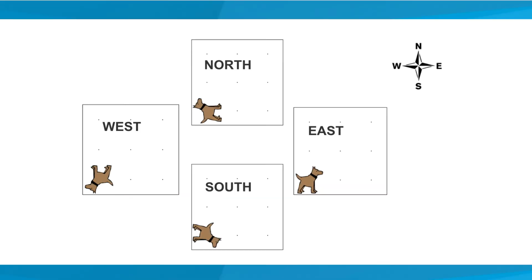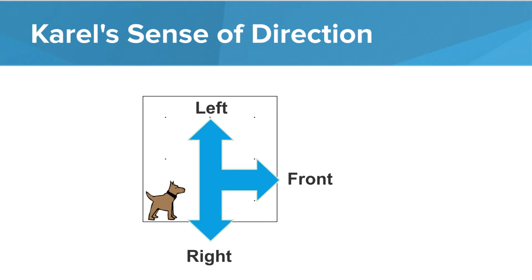Another important part of Karel is understanding which direction Karel is facing. Karel can face 4 different directions, and the images of Karel will look a little bit different depending on which direction Karel is facing. So here we have images of Karel facing east, north, west, and south. Oftentimes, we will refer to different sides of Karel, and these sides will change depending on which direction Karel is facing. So with Karel facing east, Karel's front is east, Karel's left is north, and Karel's right is south.